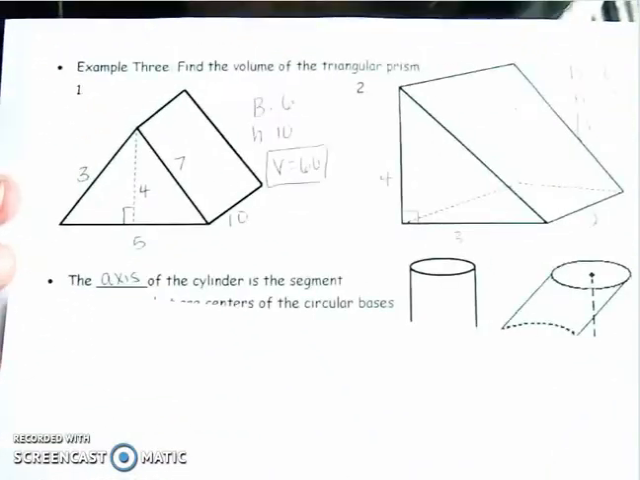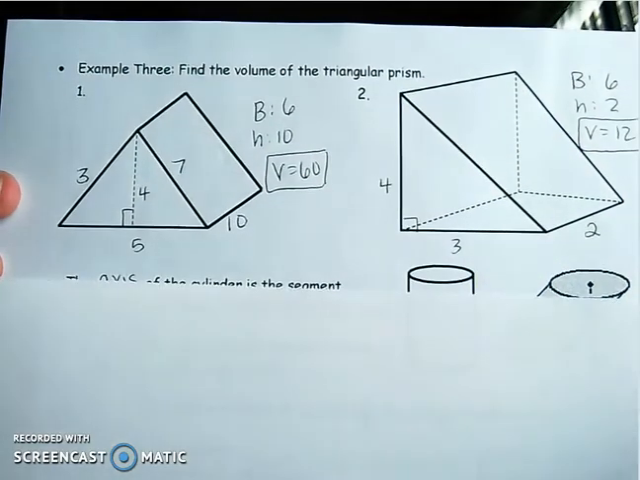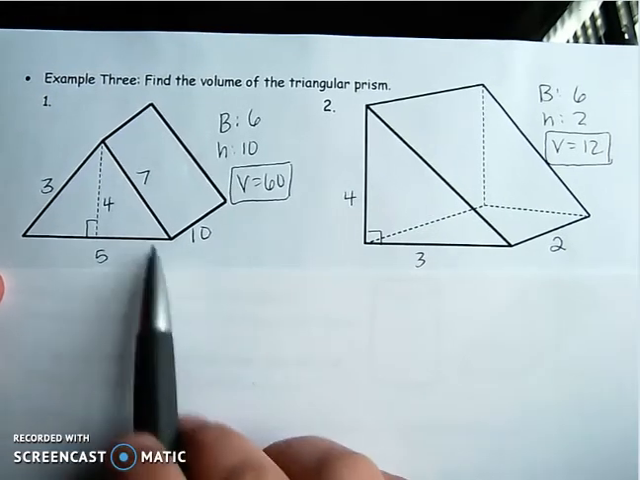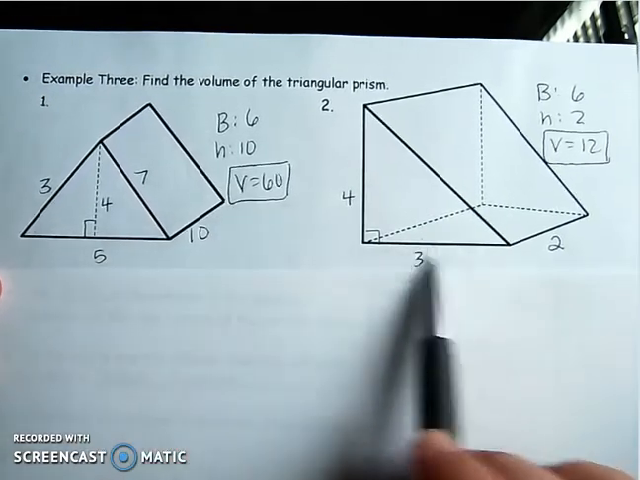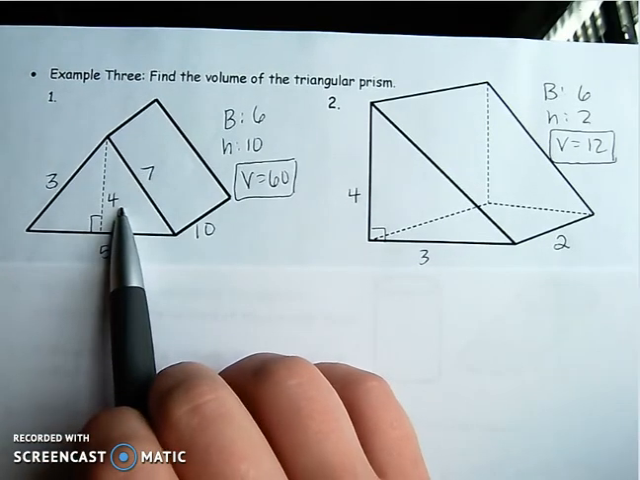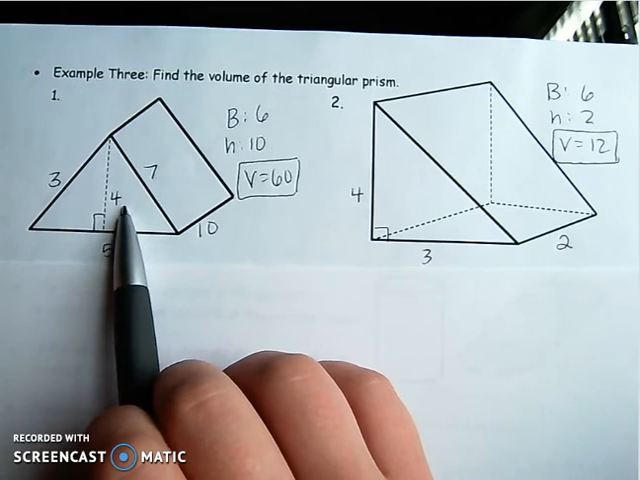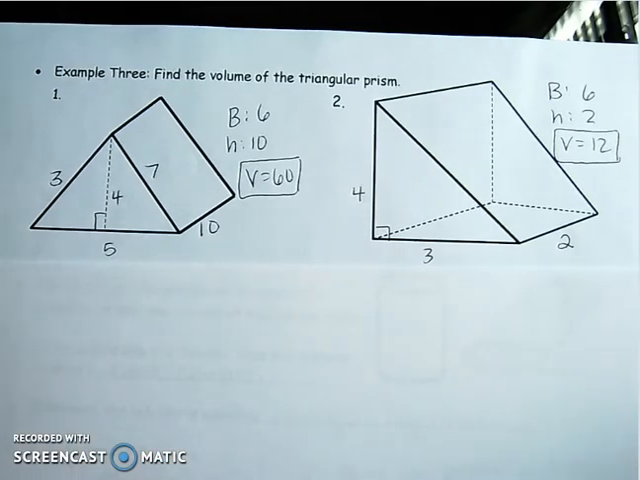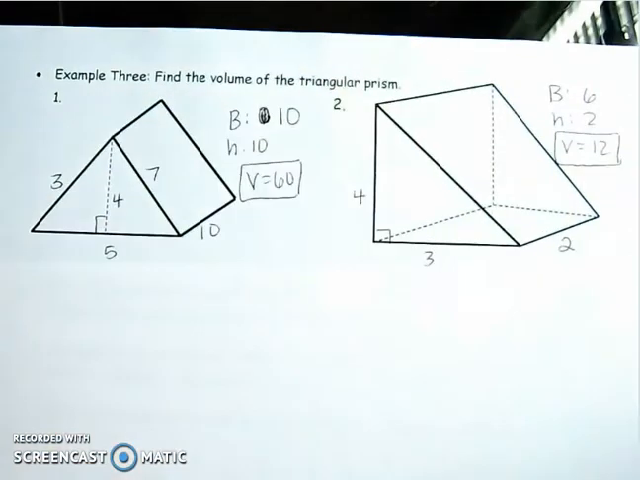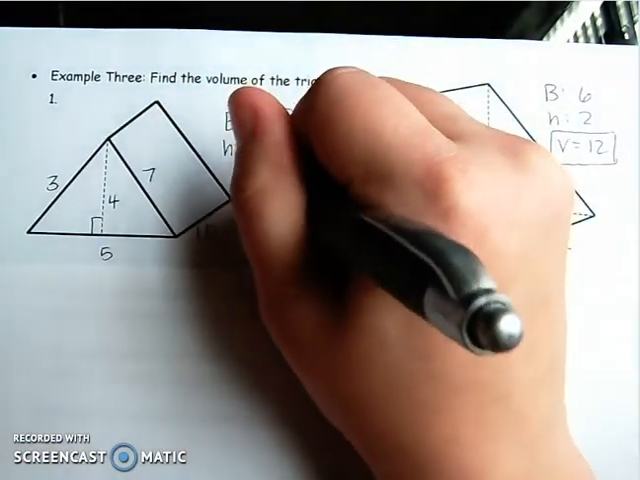So in example 3, we have two triangular prisms. This is the one from before, and this is the one from before. We just labeled them the same way. The area of this triangle, remember, is 1/2 base times height. So in that case, this would be 10. And that would make my volume 100.